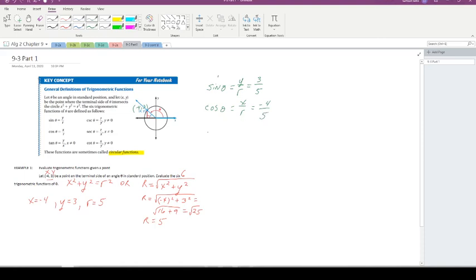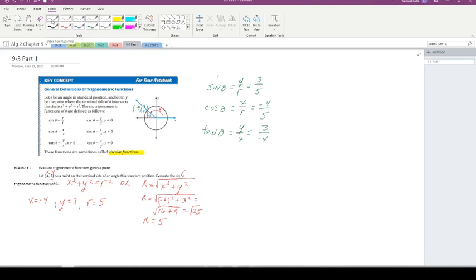Okay? Then we have the tangent of theta is equal to y over x. So I'm writing y over x, and that equals 3 over -4. You could put the negative on the bottom, in the middle, on the top. It doesn't matter, but I'm writing it like that because those are the numbers we have. Now we could do the other functions.